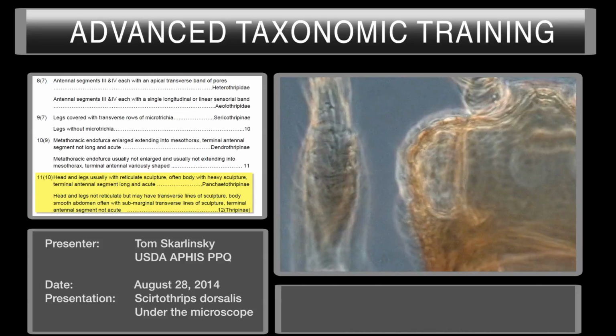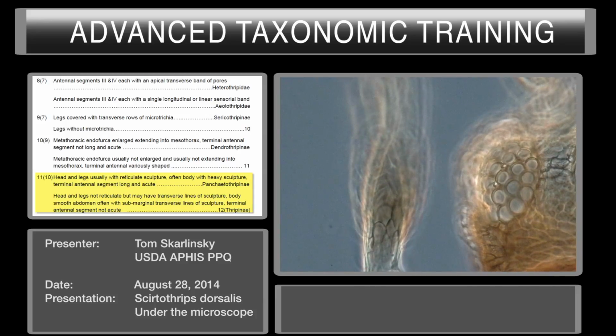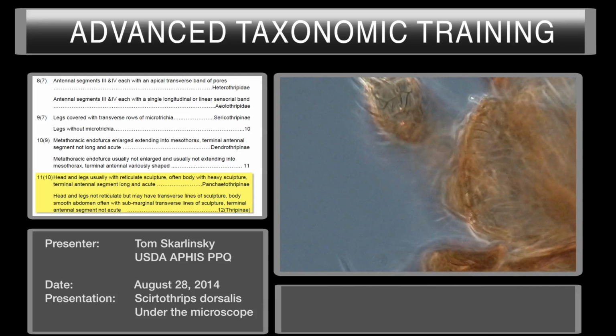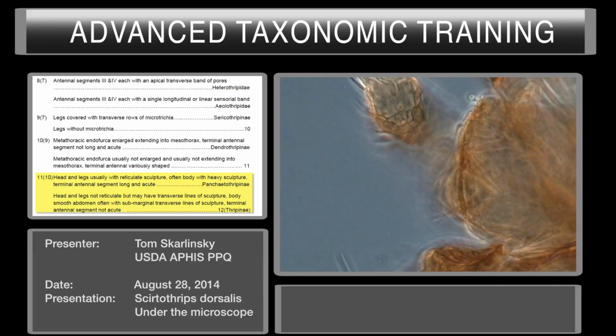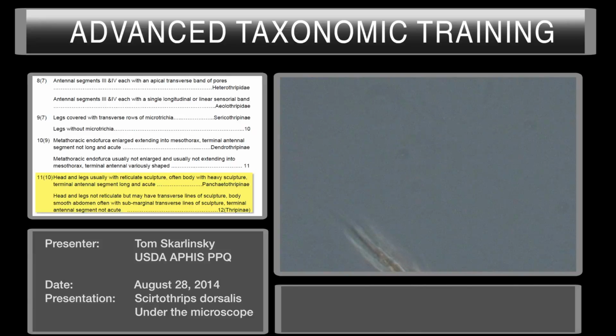Let's see if we've got any reticulation on the leg. I can see reticulation there on the bottom part. You see right in here. So let's take a look at the femur. You can see there's reticulation on the femur as well. Let's look at that last antennal segment. What we want to look for is, is it really long and acute? Does it come to a fine point? Well, I'd say that's pretty much long and acute. Here it comes and it gets very narrowed, almost like a CD on there.